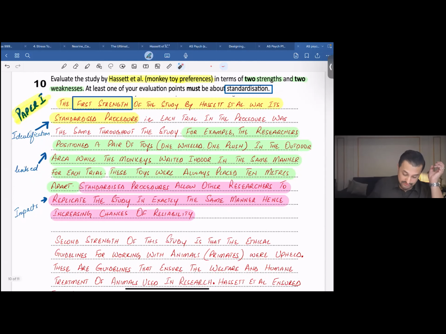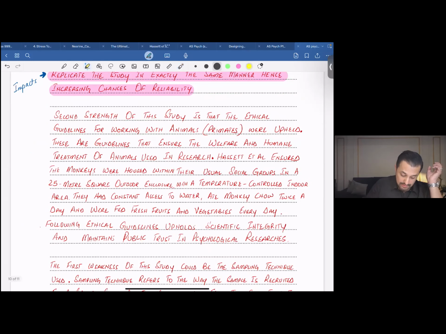Now, the second strength over here, again, be very clear, let it be very simple. The second strength of the study is that the ethical guidelines for working with animals were being upheld. The second strength that you're writing over here is the ethical guidelines being followed by the researcher, the ethical guidelines for animals in this case. Now, how is it that Hassett et al. did this? These are guidelines that ensure. Now, this is again you further explaining what you mean when you write down about ethical guidelines.